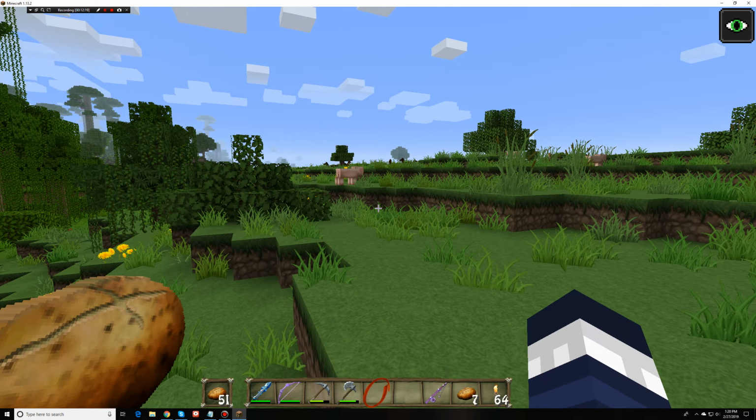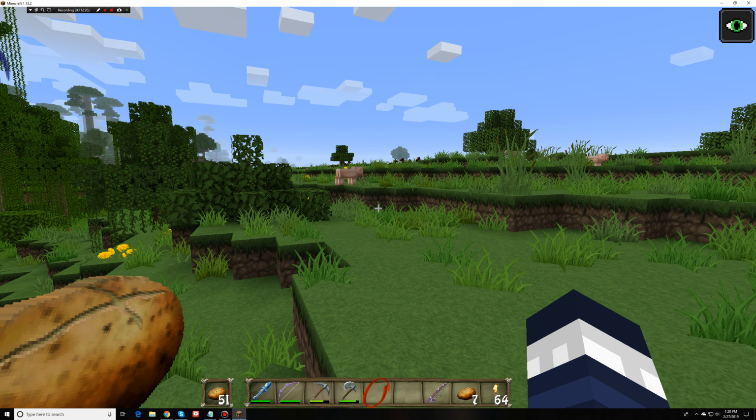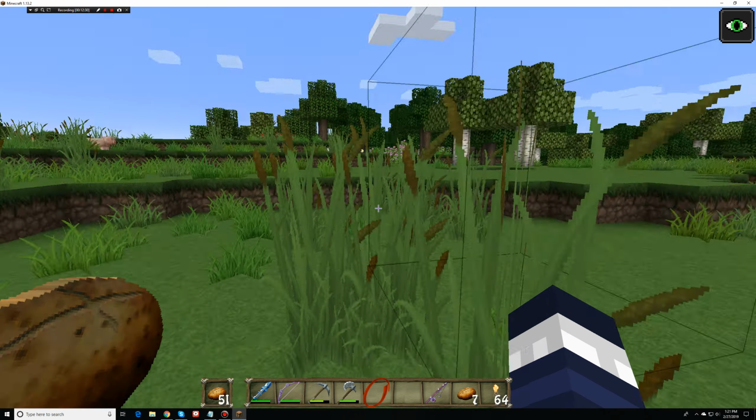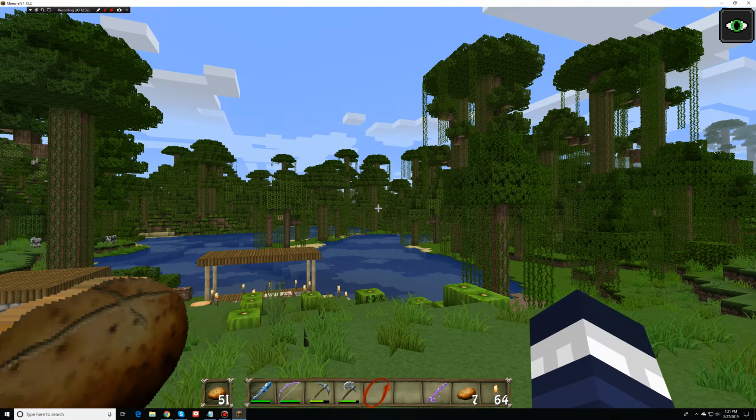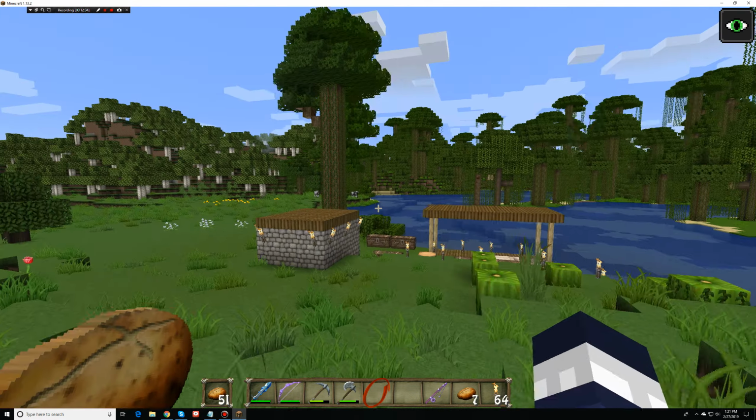Next video is probably gonna have where I've got animals boxed in and I'm breeding animals, and we will see where we can go from there. I'm gonna try to get some building started. I'm gonna get a lot of wood up.